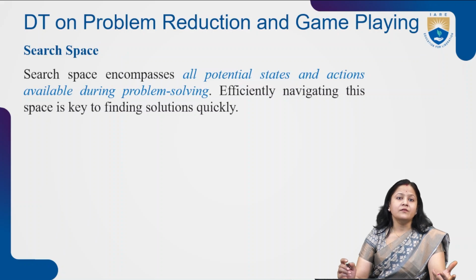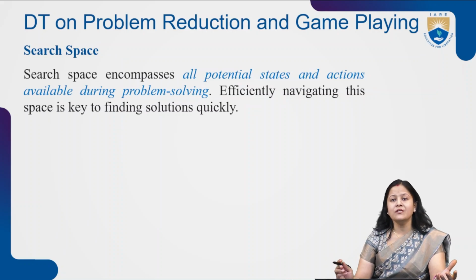Then the next term is search space. Search space encompasses all potential states and actions available during problem solving. Efficiently navigating this space is key to finding solutions quickly. Again, the search tree or the search space. A search tree is a tree which can be searched by the AI agent. Search space means the overall configuration of each state, including all the nodes as well as the actions.